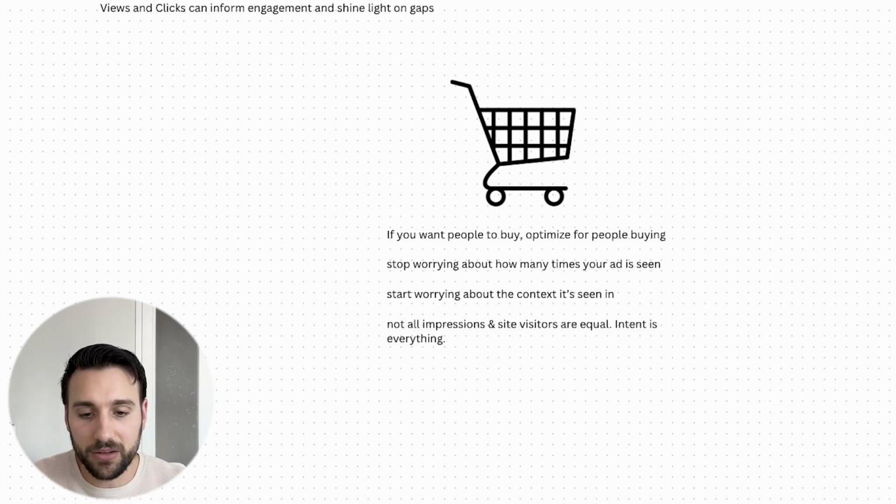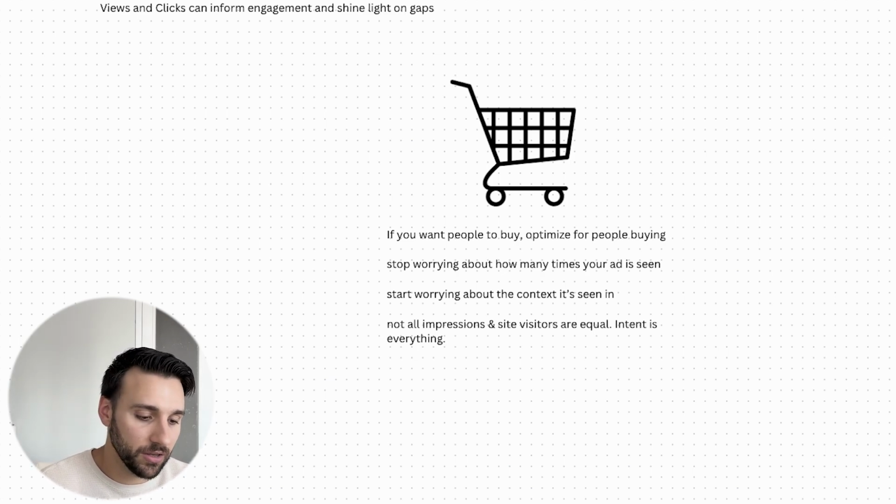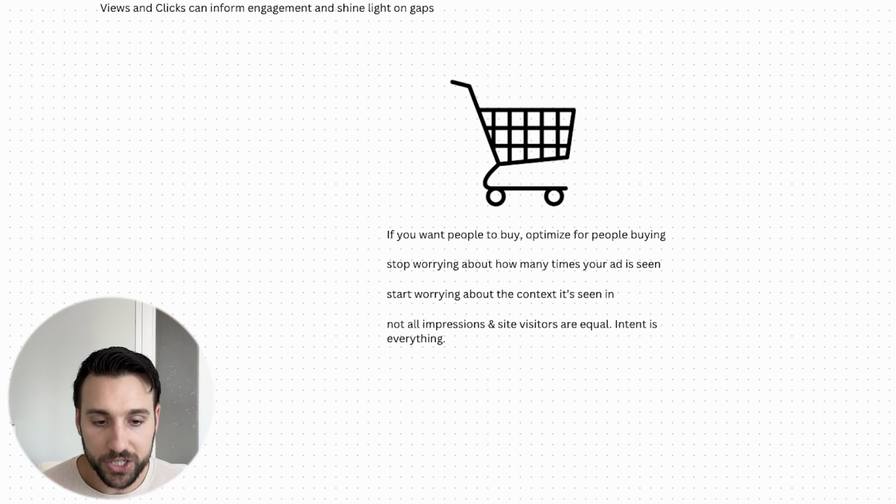What is the intent behind the buyer? What is the intent behind the impression? Is it serving to the right person at the right time in the right placement? That is where the end objective that you're choosing is going to be really important. And not all impressions and site visitors are equal. Intent is everything. This goes for awareness campaigns, traffic campaigns, conversion campaigns. The impressions for those and the site visitors that come from those are not created equal. The intent is everything. So you want to be optimizing for intent.